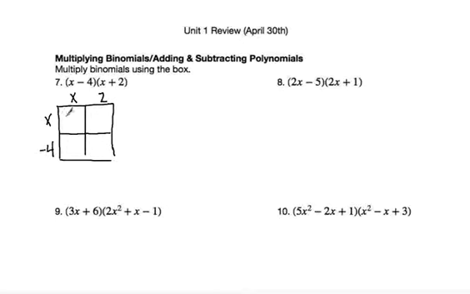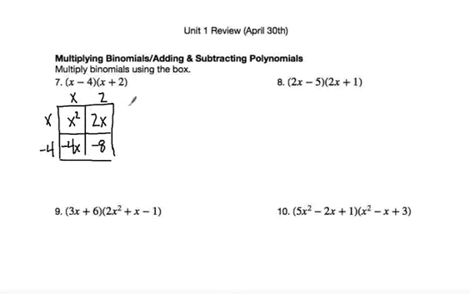Now we're going to multiply inside the box. It's always outside times the top. So we're going to say x times x, and x times x will give us x squared, because when we are multiplying like bases, we add our exponents. That's an exponent of 1 plus an exponent of 1, which gives us an exponent of 2. The next box is outside times the top, so x times 2, that'll be 2x. Bottom row, negative 4 times x, negative 4x. And last box, negative 4 times 2, negative 8.